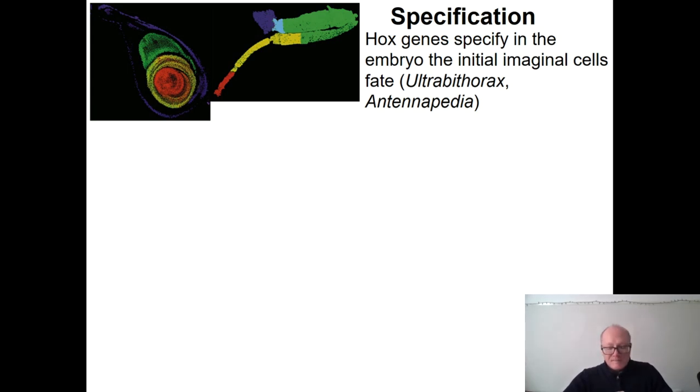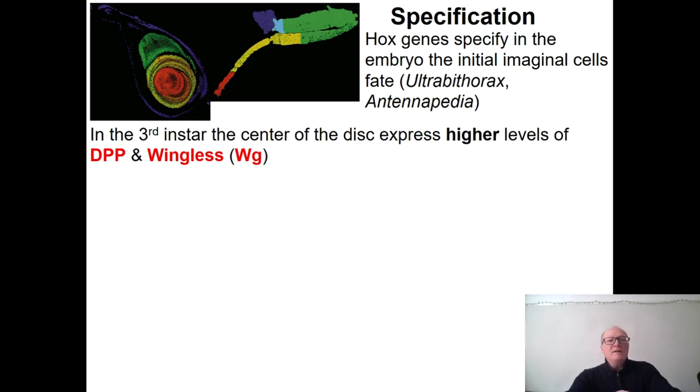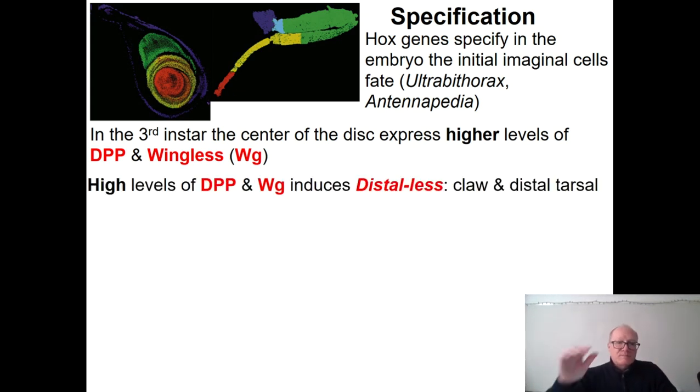of the legs. Now, in the center of the imaginal disc, by the third instar larva, in the center of the imaginal disc, we have expression of Dpp and Wingless. Now, Dpp and Wingless are potent signaling molecules that are expressed in the center of the imaginal disc, and they diffuse outwards from the place of expression.